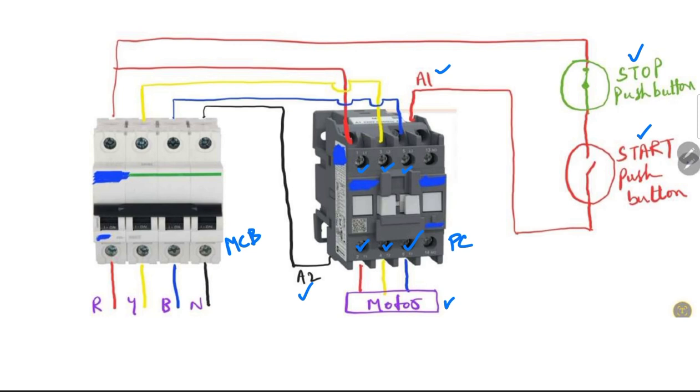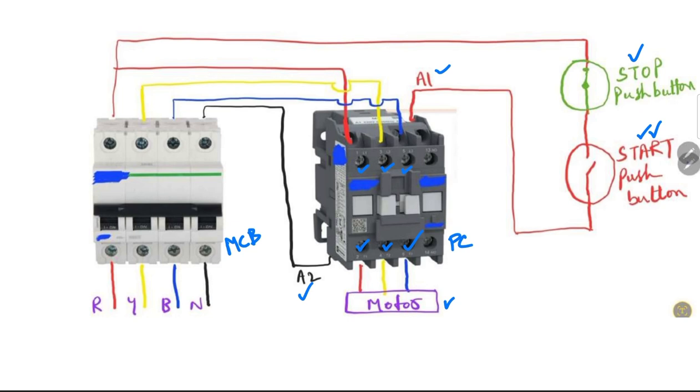Now coming to the push buttons. This is the start push button. Start push button is generally NO, normally open. When we press this start push button, the circuit gets closed; NO gets converted into closed condition. And the stop push button is NC, normally closed. In normal condition it is in closed condition, and when we push this stop push button, the circuit gets opened. So this is the basic understanding of power contactors and push buttons.